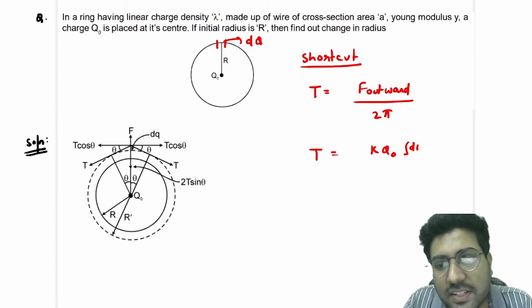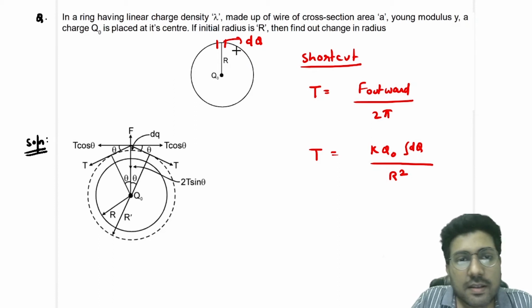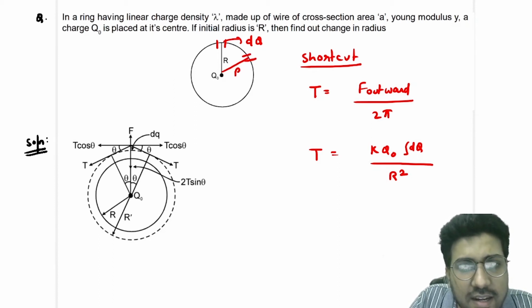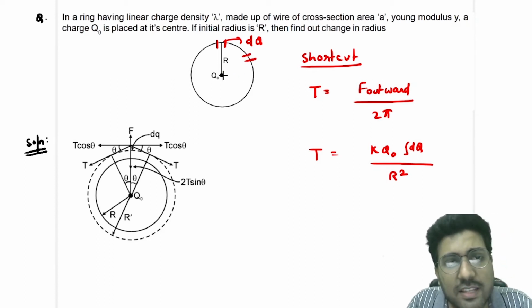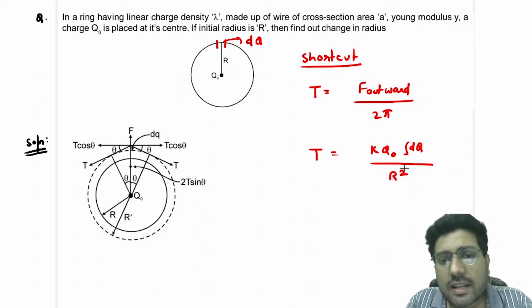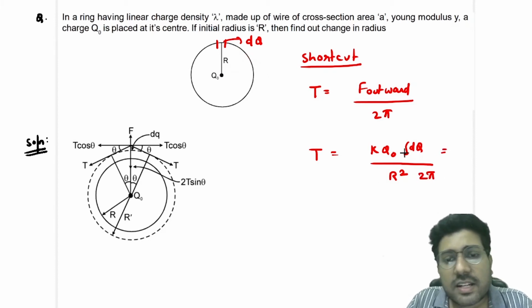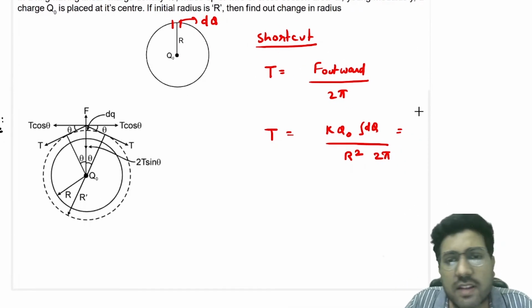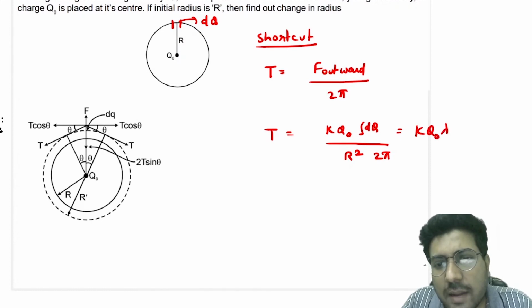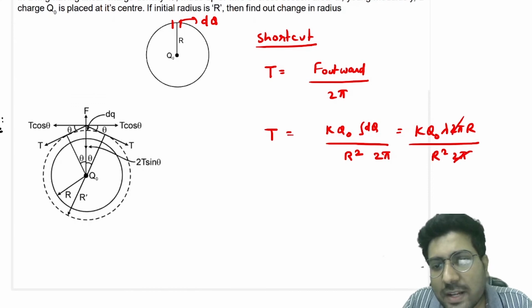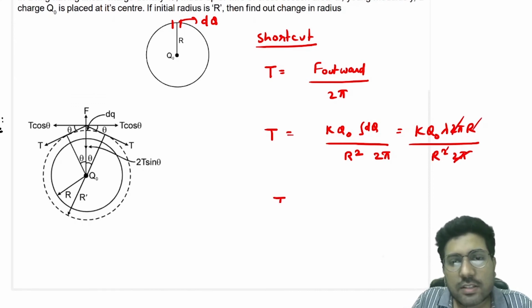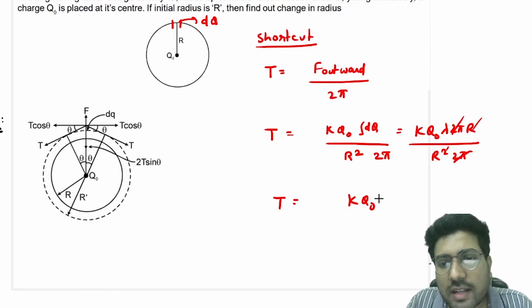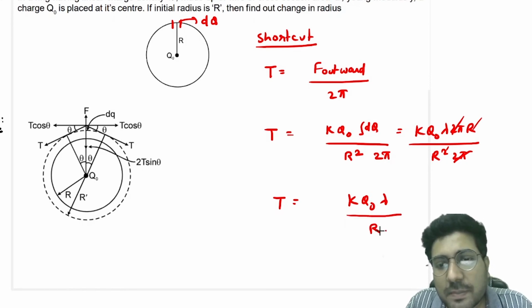So I'll write integration dq, replace dq by total charge, divided by r square, because every element is at a distance r, right? So every element is experiencing the same force k q1 q2 by r square. Whole divided by 2 pi, and integration dq will be lambda into 2 pi r because the charge density is lambda. So the tension will come out to be k q naught lambda into 2 pi r divided by r square divided by 2 pi. 2 pi cancels, one r also gets cancelled. So we will say tension is equal to k q naught lambda divided by r.